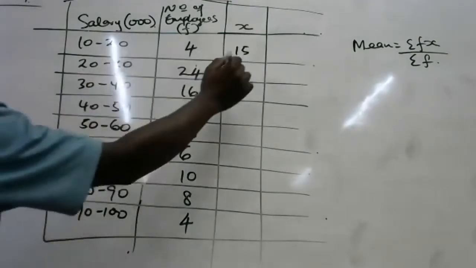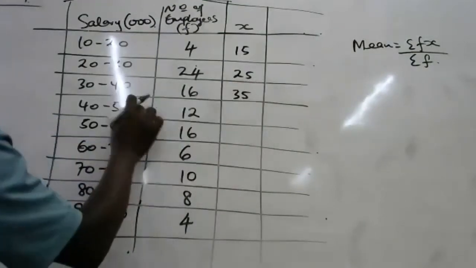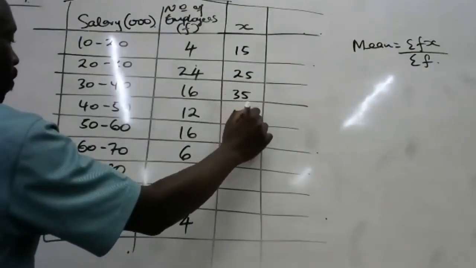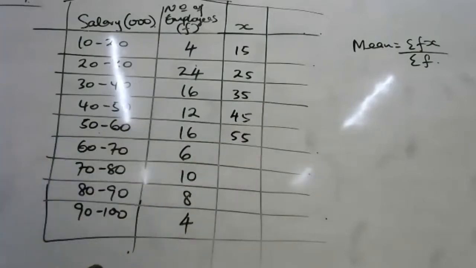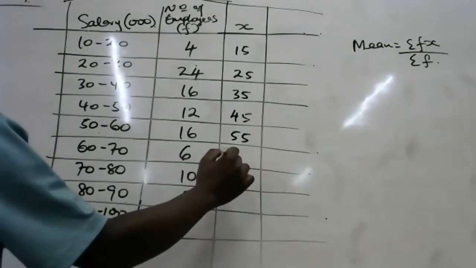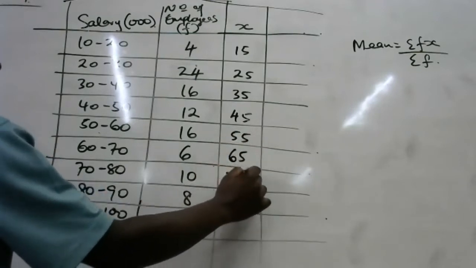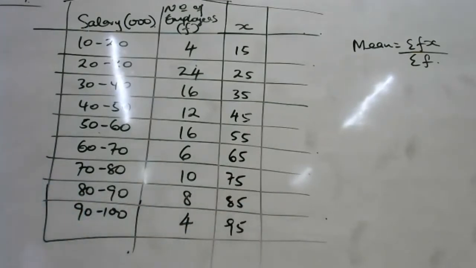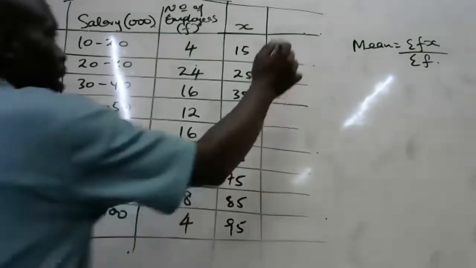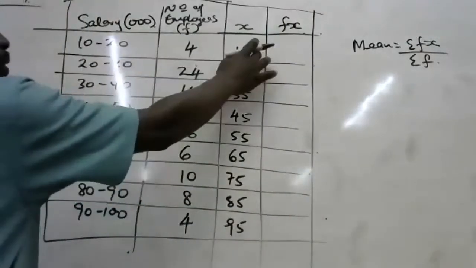This plus this is 50 divided by 2 is 25. This and this is 70 divided by 2 is 35. 90 divided by 2 is 45. 110 divided by 2 is 55. 130 divided by 2 is 65, then 75, 85, 95. Those are our midpoints. After getting the midpoint, you can now get the fx, the frequency times the x.